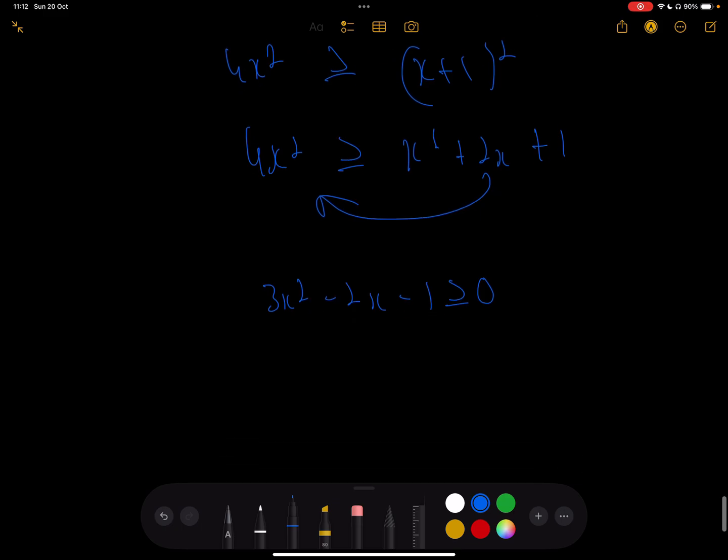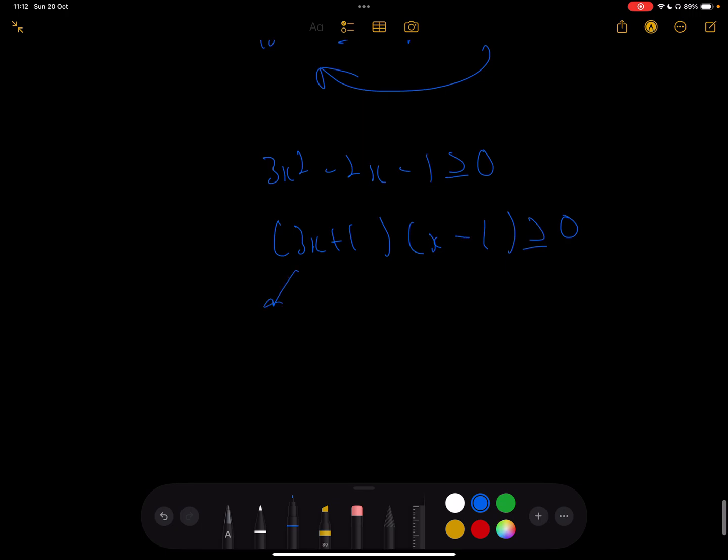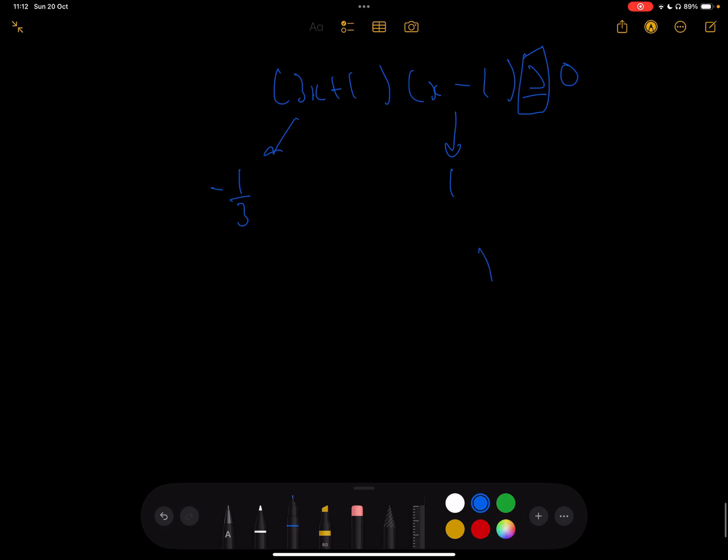Now we just factorize, so we get 3x plus 1 and x minus 1 is greater than or equal to 0. To get our solution set, we have negative 1 over 3 and 1, if we set them both to 0. And what we're looking for is where y is greater than or equal to 0. So we draw it onto a graph, with negative 1 over 3 and 1. Now we draw it.